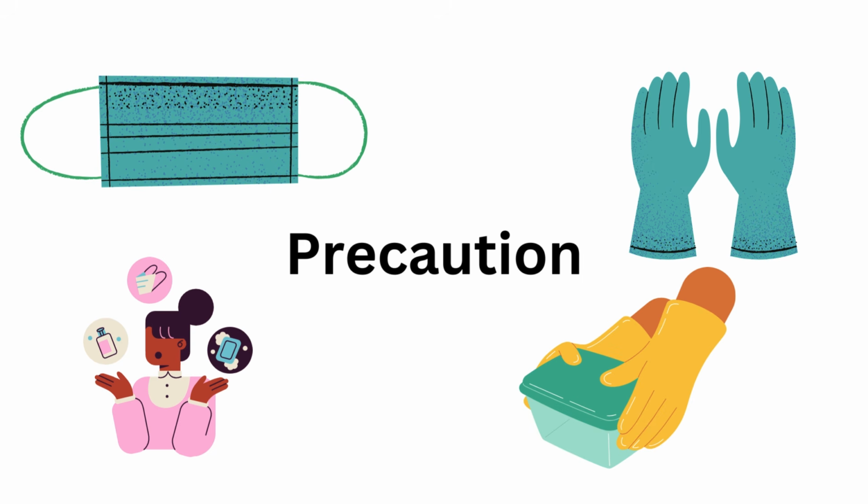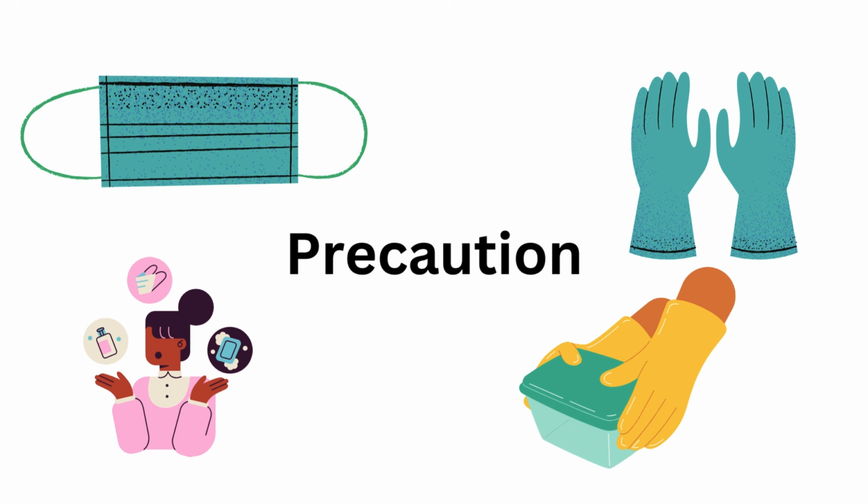Next word is precaution. So this means preventative measures. So you can think of, you want to be precautious, you want to wear your face mask, or making sure you have good hygiene, washing your hands, wearing gloves, taking precaution, taking preventative measures. Or you can even remember it has the word caution and the word preventative measures.